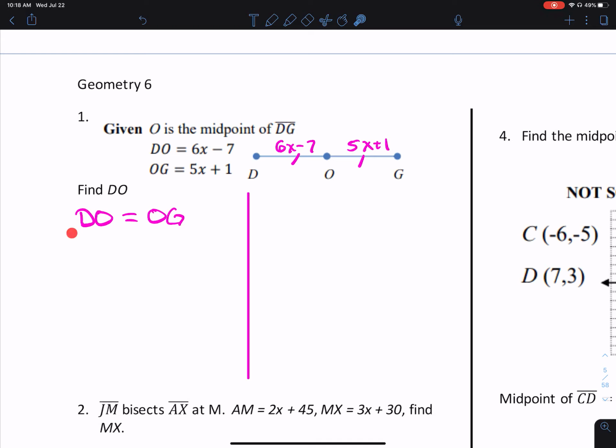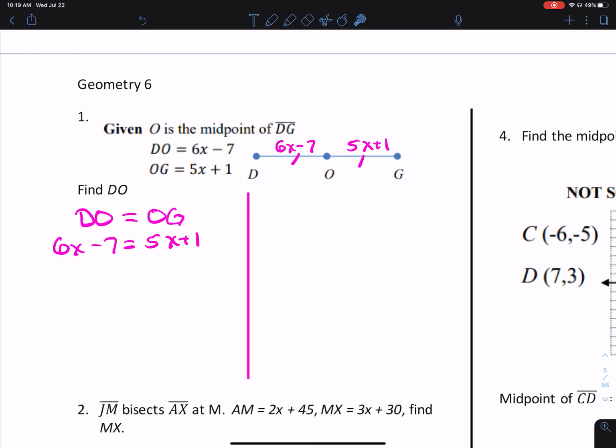Once you have an equation, which we clearly do, DO is equal to OG because O is the midpoint, you then replace whatever the length of DO is, it's 6x minus 7. We would call this the substitution property of equality. We're going to replace OG with 5x plus 1. We would call this the substitution property of equality. Why is it called a property of equality? We're using an equation. Technically, it's the substitution property of equality for real numbers, because this represents real numbers.